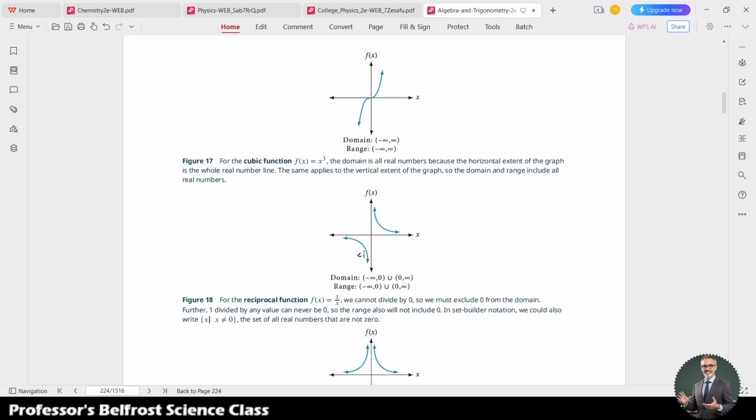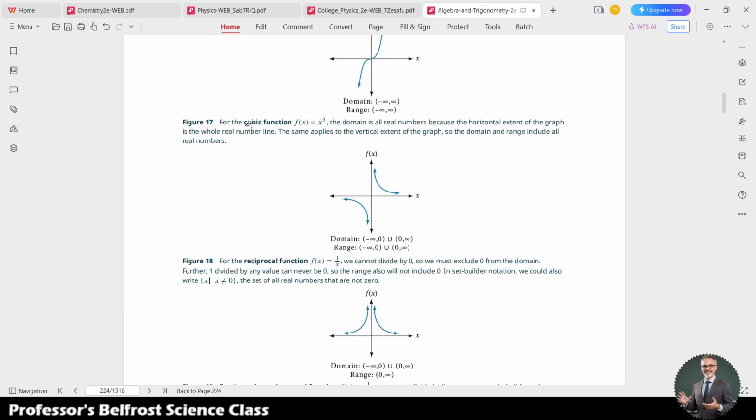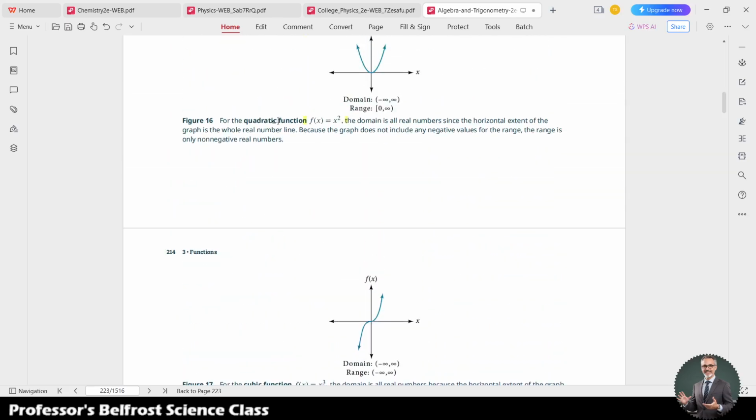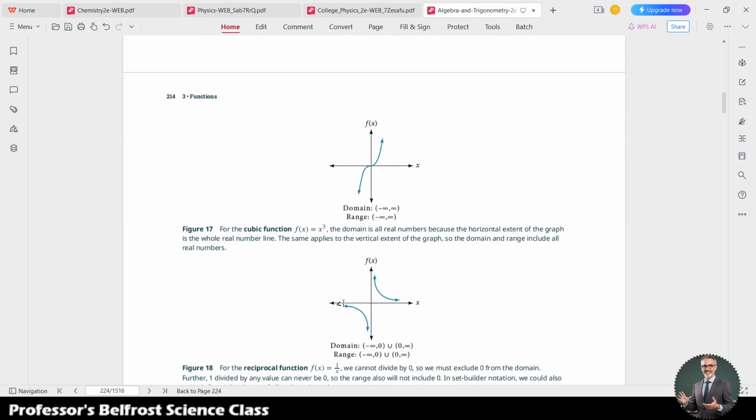Okay, how about the cubic function, the basic cubic function f(x) equals x cubed? The domain is again minus infinity to infinity, and the range is the same, minus infinity to infinity, because for all odd functions, and this is an odd function, and this is what is called an even function later, for all odd functions, the range must be the same as the domain.